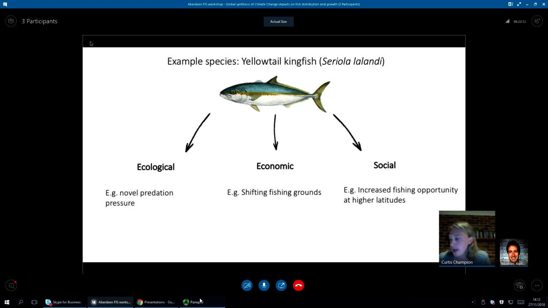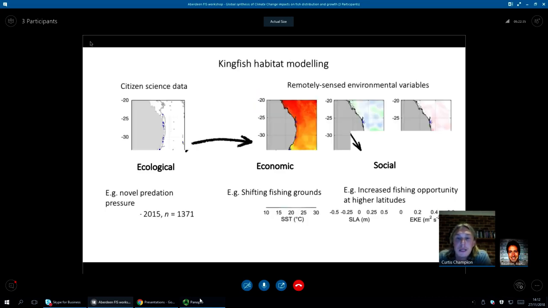So there's large groups of people that really enjoy recreational activities around this species. So if you take the ecological, economic and social implications together and consider potential distribution changes in this animal, it sums to an inventory of potential threats and opportunities if its distribution is changing.